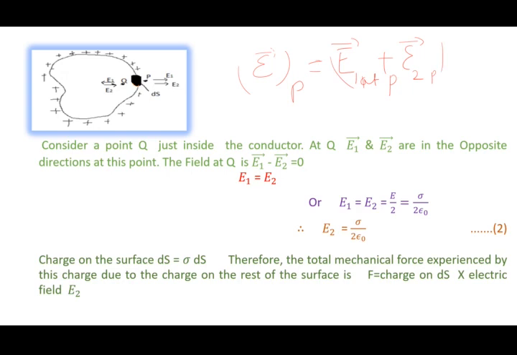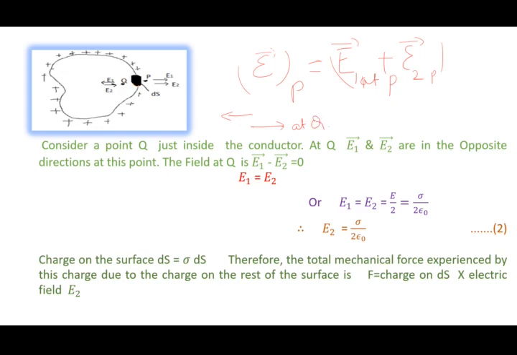Consider a point Q just inside the conductor. Just inside the conductor, let us consider another point Q. At Q, E1 and E2 are in opposite direction. That is, due to the charges present on the ds, electric field at this point is in this direction, and E2, that is the field due to rest of the surface charges, will be in this direction at point Q.